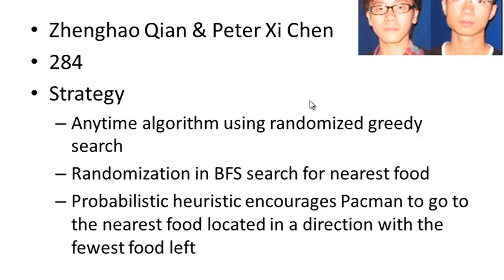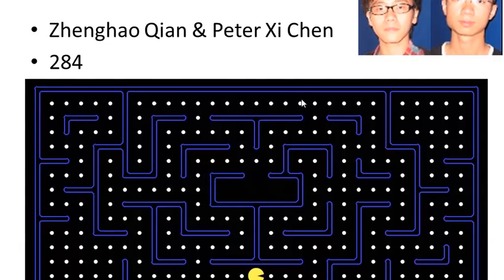Strategy was an anytime algorithm using a randomized greedy search, randomization in the breadth first search for nearest food. Probabilistic heuristic encourages Pac-Man to go to the nearest food located in the direction with the fewest food left. Let's take a look at how that runs. Cleaning the board in 284 steps.